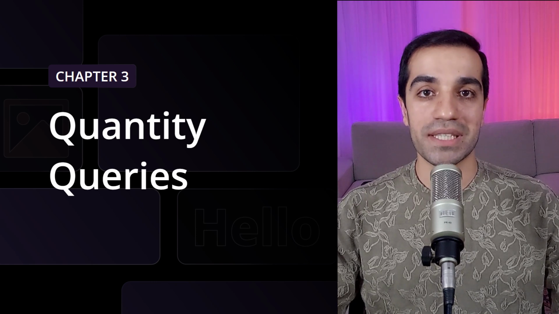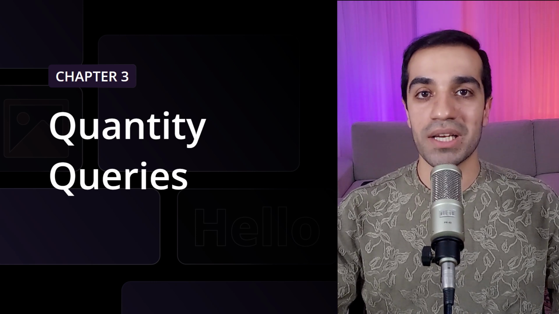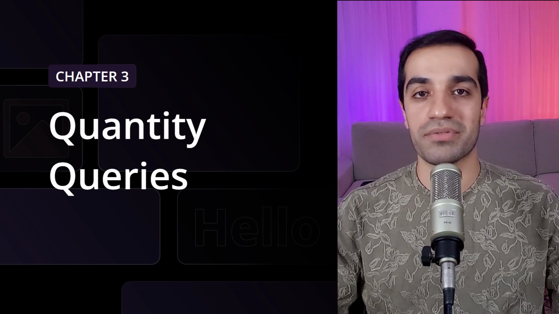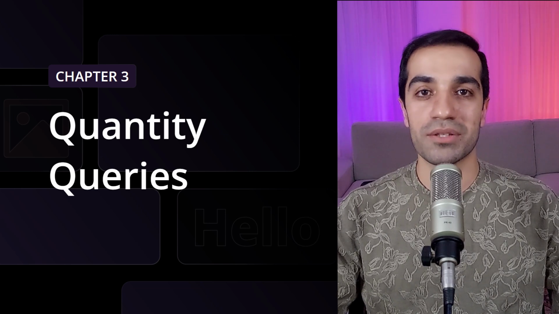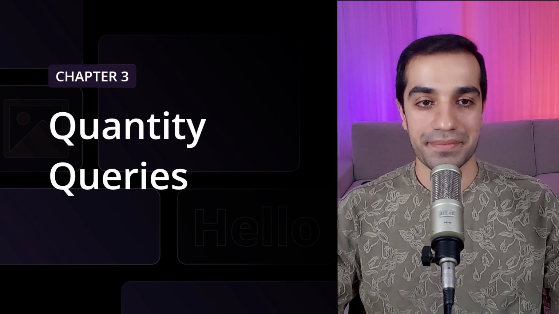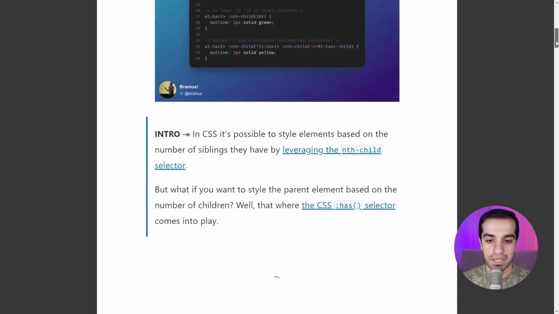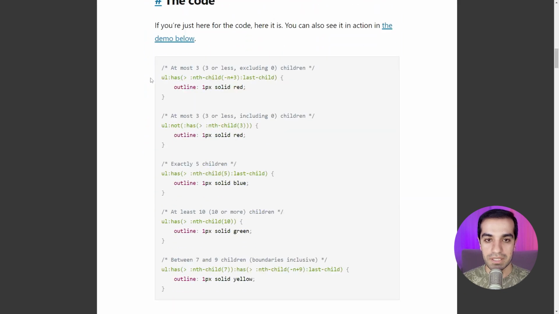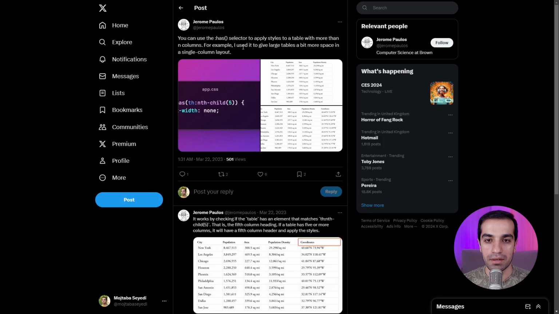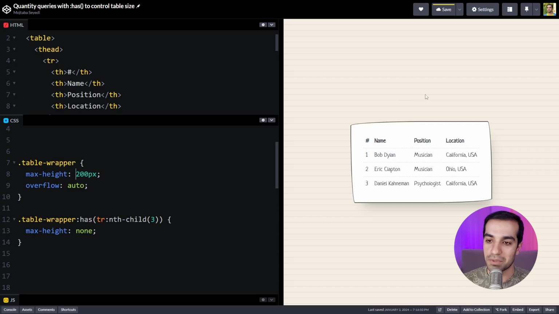Another great ability that :has gives us is to style an element based on the number of its children. Basically, we can do quantity queries in CSS. Heydon Pickering has a very great article on this, and you can see the examples here. Basically, the idea is to use nth-child to count the children inside an element. And recently, I found this very cool example that uses this exact technique. Here, let me show you my demo.